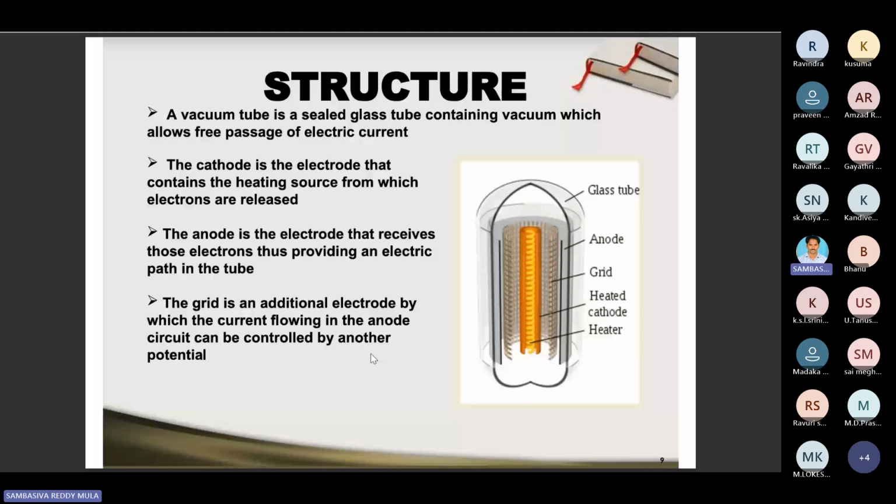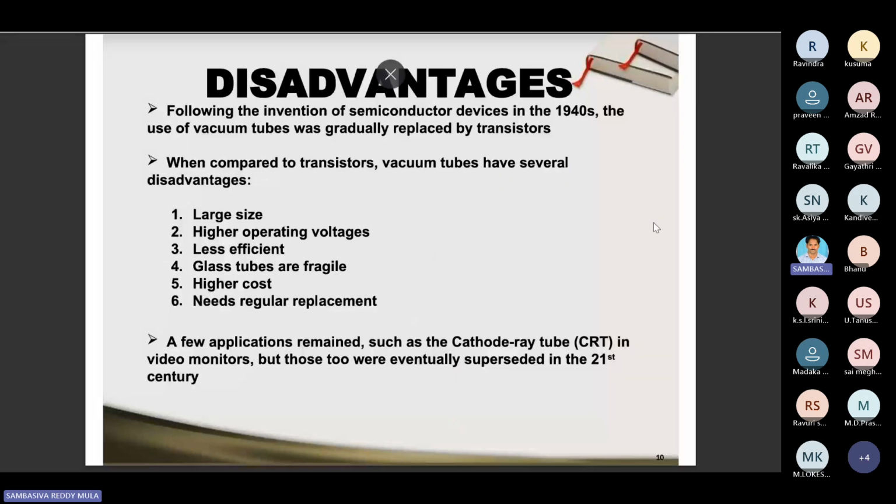So there are a lot of disadvantages with these glass vacuum tubes. Okay, glass is one of the drawbacks. It is a fragile element. Whenever it falls down, it will be broken.